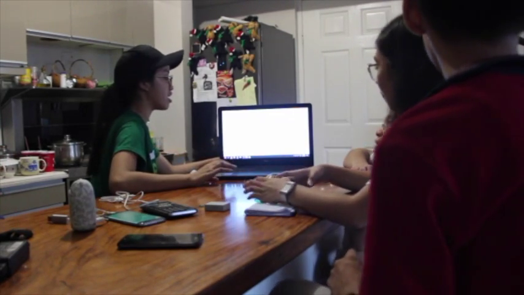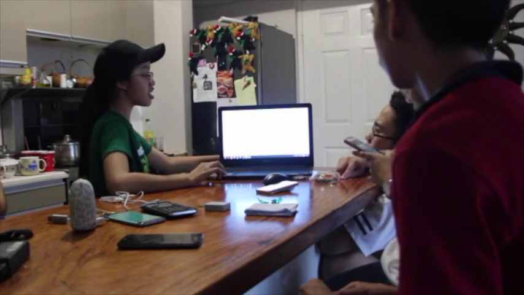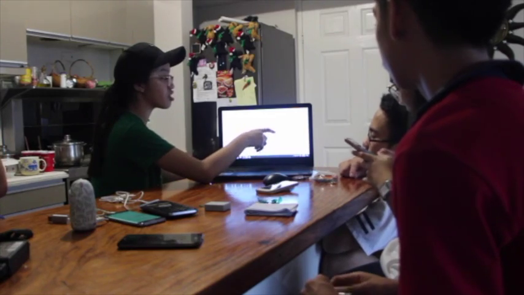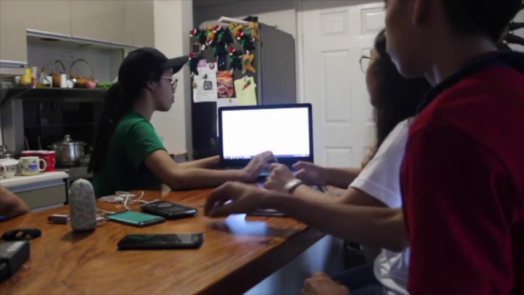Wait, bakit is that 0? Kasi pag ginawa mo siyang 0, magiging undefined yung equation. Okay, ayun. Yun lang naman yung domain range niya.